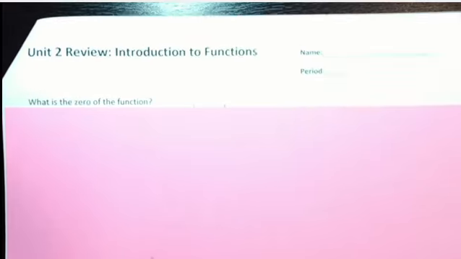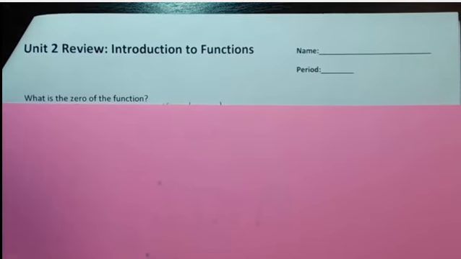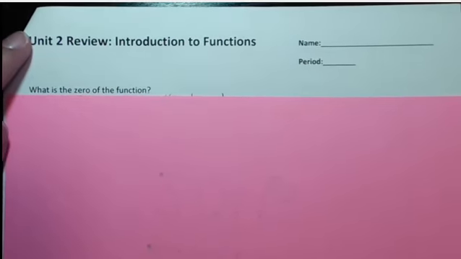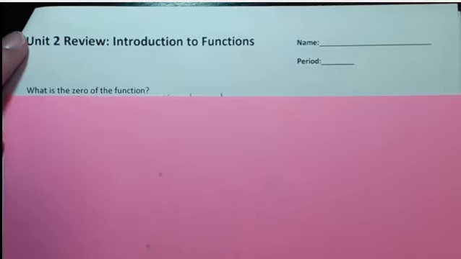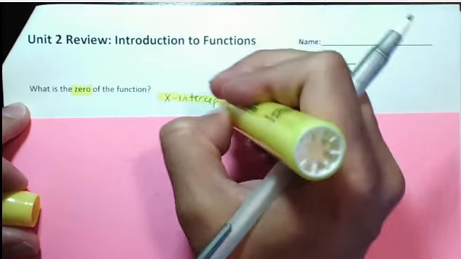Okay, and then the last page. First question said, what is the zero of a function? And remember, I told you that this is the same thing as something else. The zero of a function is the x-intercept. You're going to see a little bit of both of these written down. So again, just wherever it crosses over the x-axis. The zero of a function is the x-intercept.